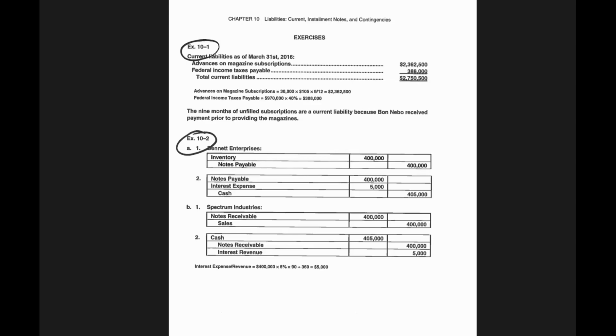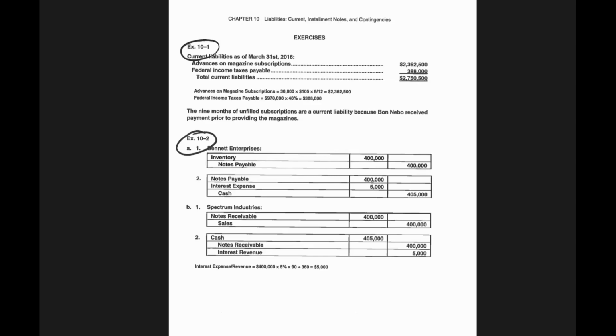All right. Chapter 10 is on the current liabilities. So the first exercise here reads, Bob Nebo sold 30,000 annual subscriptions for $105 during December. These new subscribers will receive monthly issues beginning the next January. In addition, the business had taxable income of $970 for the first quarter.